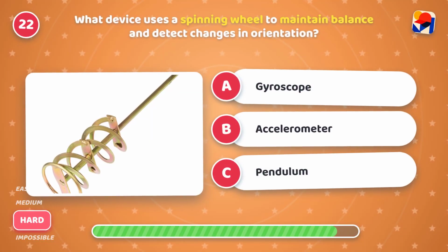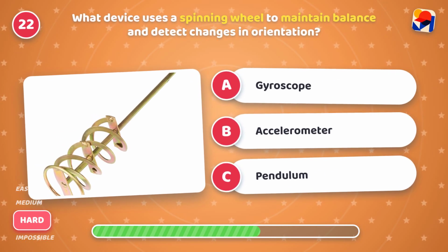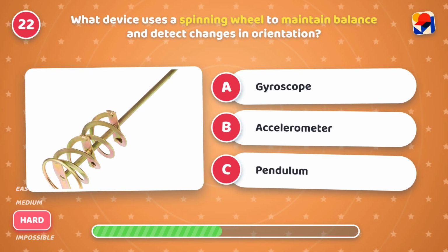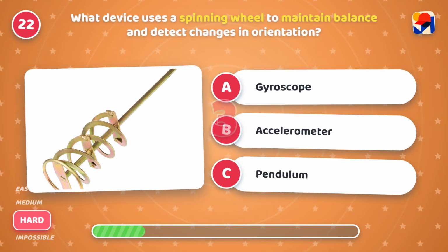What device uses a spinning wheel to maintain balance and detect changes in orientation? Is it A, gyroscope, B, accelerometer, or C, pendulum?